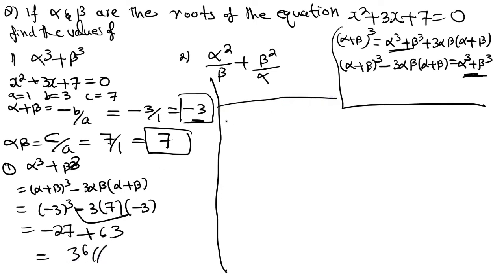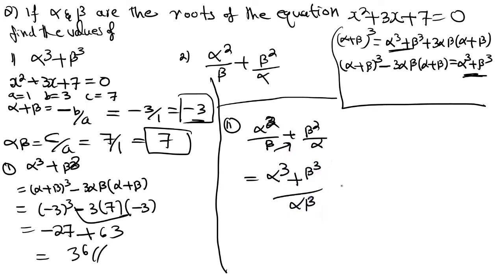Similarly, solve the second question. The second question is alpha square by beta plus beta square by alpha. Cross multiply. What you will get: alpha into alpha square is alpha cube, plus beta into beta square is beta cube, divided by the LCM, alpha beta. We already calculated alpha cube plus beta cube, which is 36, divided by alpha beta. What is alpha beta? Alpha beta value is 7. So the answer is 36 divided by 7.